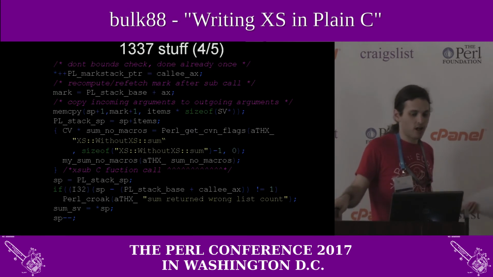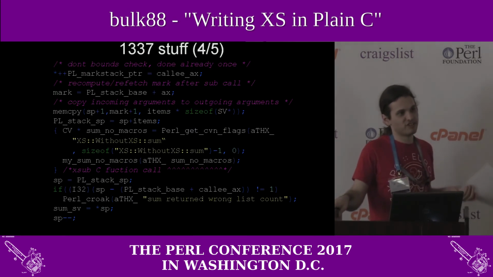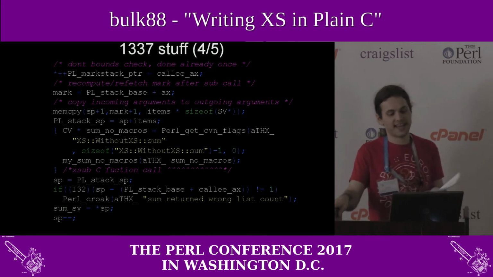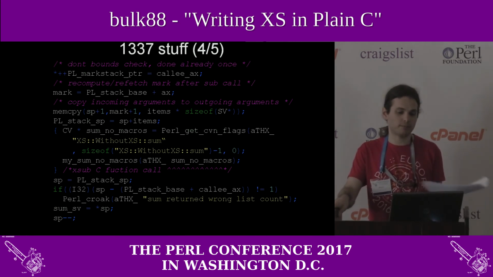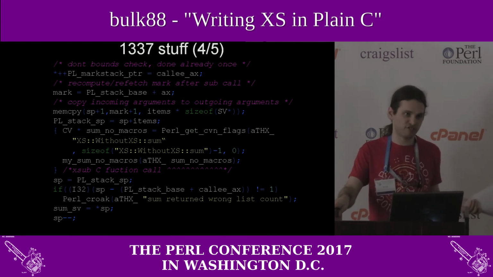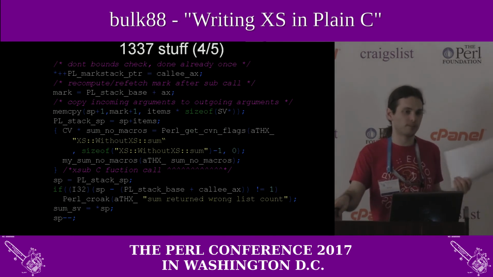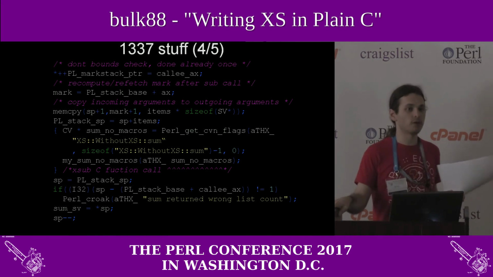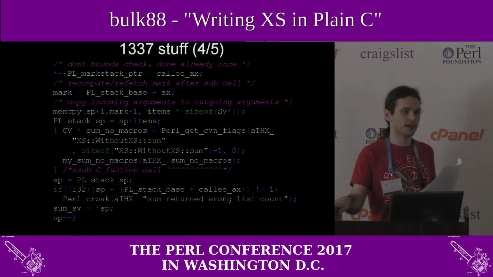Now we have to call again. Because we already once pushed the mark pointer on, we can just again put the index number back on the mark stack, and we don't need to bounds check the mark stack because the mark stack and the Perl stack will never shrink during a child call. They can only get bigger or get reallocated. They'll never shrink backwards.